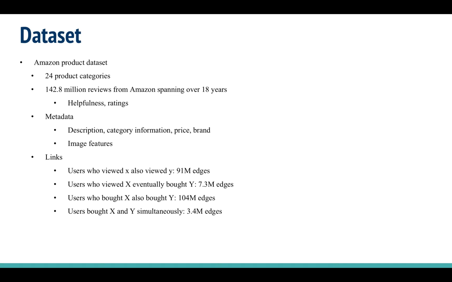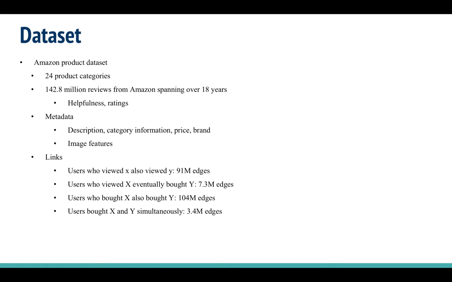So I'll quickly describe the data set that we use in our experiments. We use a product data set that was collected from Amazon over a period of 18 years. This includes 24 product categories. The reviews also include ratings that the users gave the product and the helpfulness that other users found from the review. The dataset also includes metadata about the product, which includes image features and description, category information, and so on.